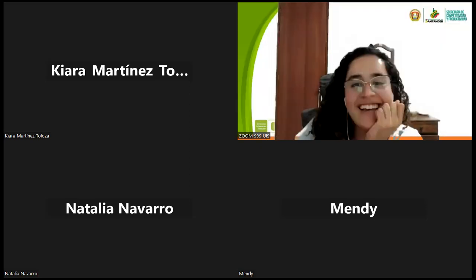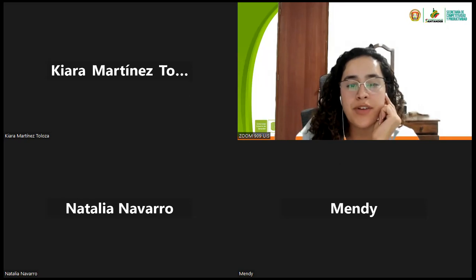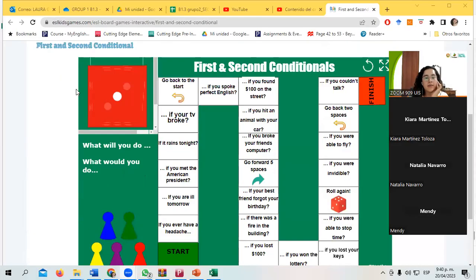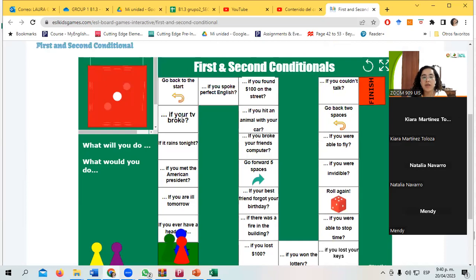The teacher says in the WhatsApp group, open the link. I sent you a link because if you finish the questions, I have another game. It's with the board game, okay? So here you have questions for both first and second conditional. You throw the dice and then, well, you move, okay? So for example, Mindy's red, 1, 2, 3.